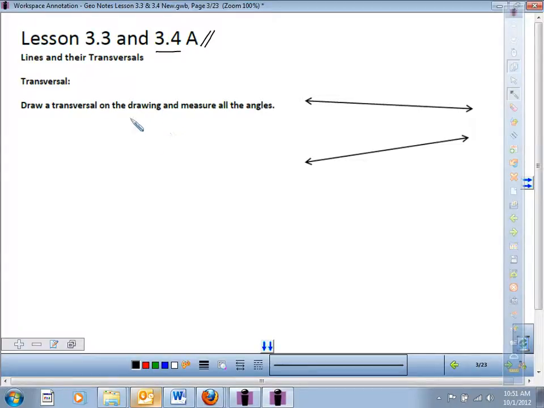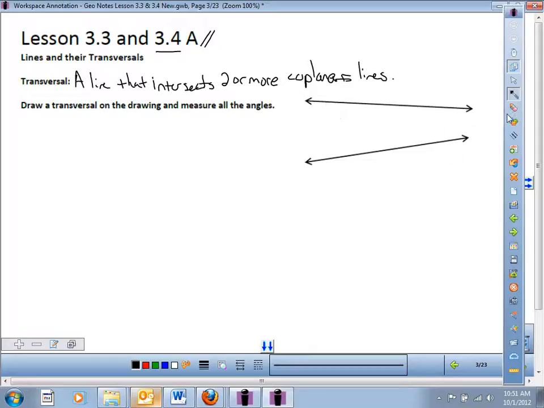So lines and their transversals. We know what lines are. First off, we need to define what a transversal is. A transversal in geometry is a line that intersects two or more coplanar lines. Okay, so you can pause this video and go ahead and get that definition down. So it's a line that intersects two or more coplanar lines. Pause the video, get that definition down.